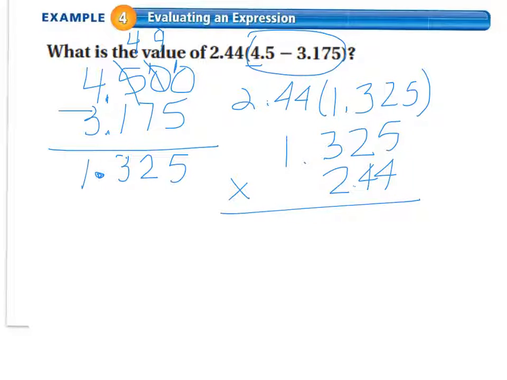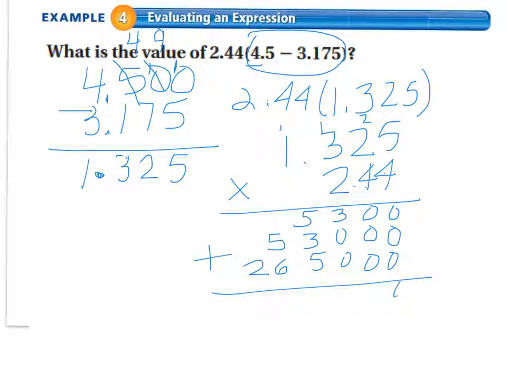First step in multiplying decimals is to multiply as usual. 4 times 5 is 20. 4 times 2 is 8, plus 2 is 10. 4 times 3 is 12, plus 1 more is 13. 4 times 1 is 4, plus 1 is 5. Next row is 4 again, so I know I'm going to get the same numbers there. Multiplying 4 by the same set of numbers. And then 2 times 5 is 10. 2 times 2 is 4, plus 1 is 5. 2 times 3 is 6, and 2 times 1 is 2.